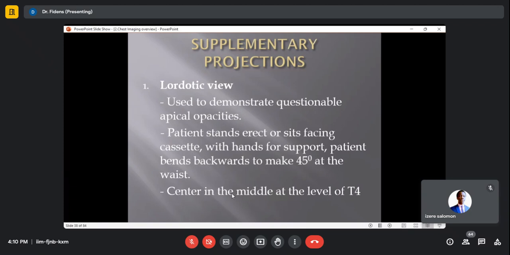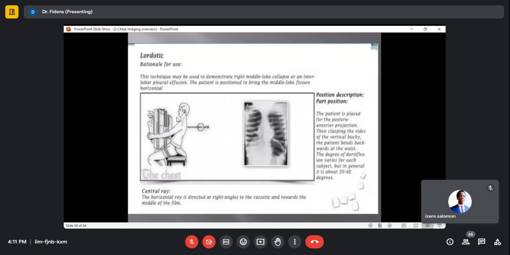So other supplementary projection as well, aortic view, used to demonstrate questionable apical opacities, the regions behind the clavicles. Patients stand erect or sit facing the cassette, with the hands for support. Patient bends backwards to make 45 degrees at the waist. The center of the X-ray source is at the level of T4. Can you see? This is aortic view. Maybe the text is not easy to understand, but when I do this, you understand very well.